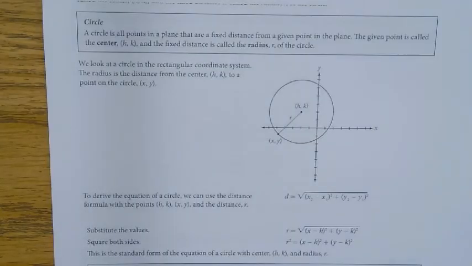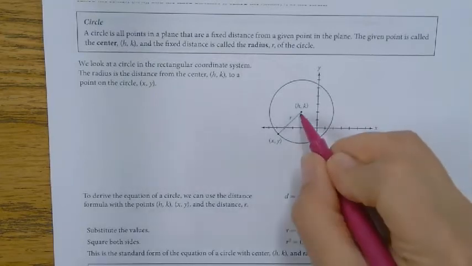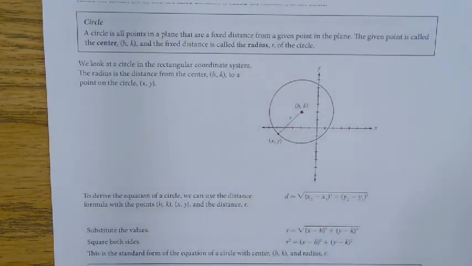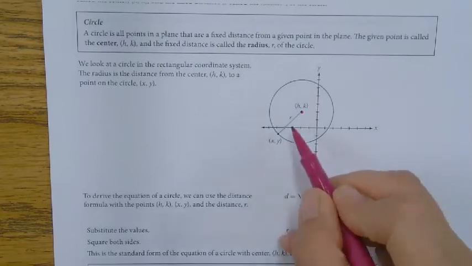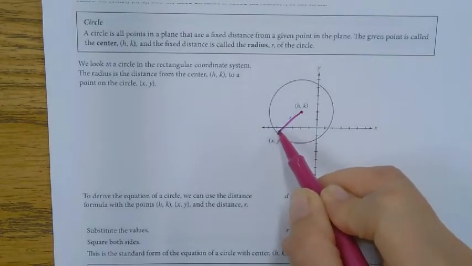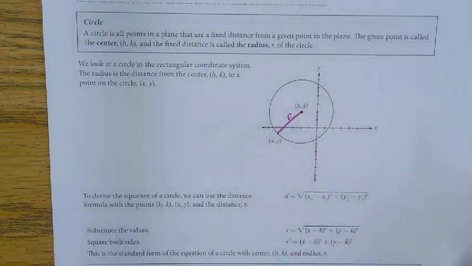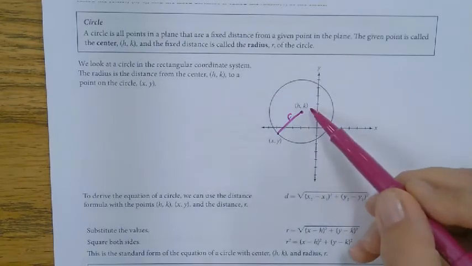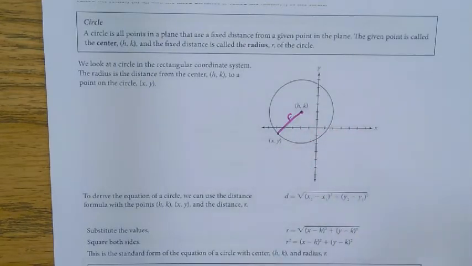Now let's dive into talking about a circle. By definition, a circle is the set of points that are a fixed given distance from the center. And that distance here is what we call the radius. The center we call HK, and any point on the circle would be represented by a point XY.